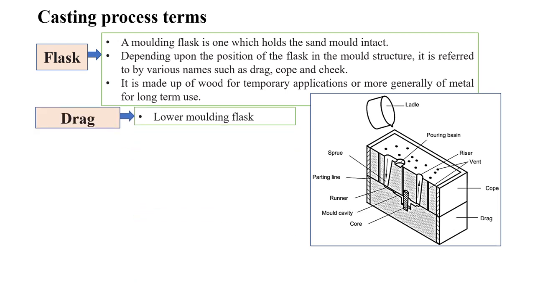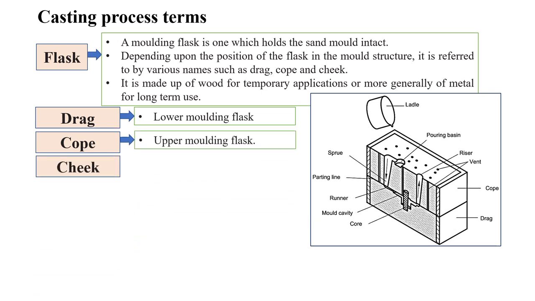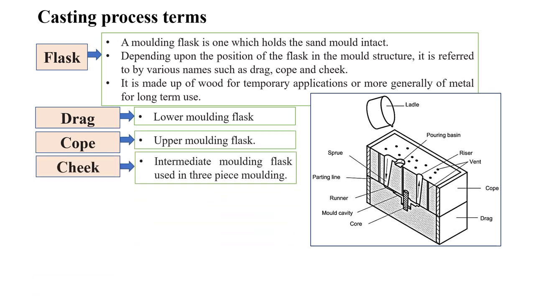You will use it either temporarily or in long-term applications. The drag is the lower molding flask. So this is the drag, this lower part is called the lower molding flask, and the cope is the upper molding flask. The cheek is the intermediate molding flask when the mold is prepared in three pieces.